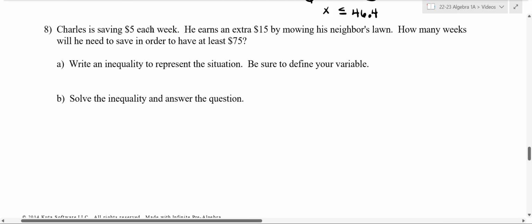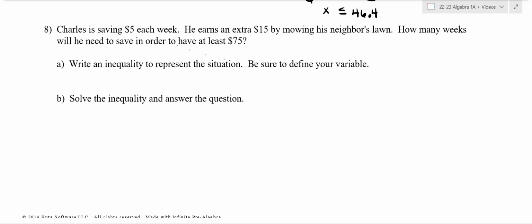Number 8. Charles is saving $5 each week. He earns an extra $15 by mowing his neighbor's lawn. How many weeks will he need to save in order to have at least $75? Charles is saving $5 each week, and he earns an extra $15 by mowing the lawn. So he's saving $20 per week, right? 5 plus 15.